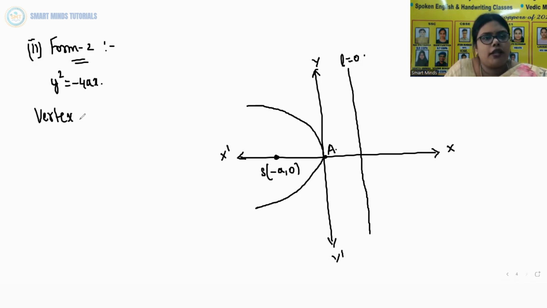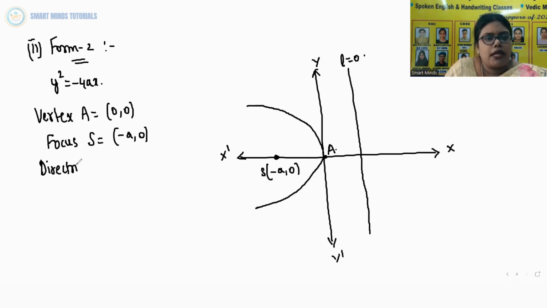Over here, the vertex A is equal to 0 comma 0. Vertex is always denoted by A, and focus is always denoted by S, minus a comma 0. Over here the directrix is x minus a is equal to 0, and the axis is again the same x-axis, that is y is equal to 0.